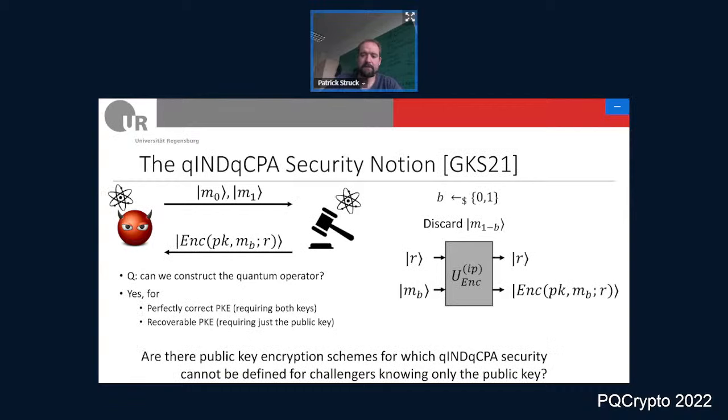So the question that we now ask in this work is, are there public key encryption schemes for which this qINDqCPA security notion cannot be defined when we restrict challengers to only know the public key? The motivation behind this is that the challenger is usually one of the encrypting parties, and for public key encryption schemes, that's the person who would only know the public key. So this construction we have here that requires both keys seems, from a practical perspective, not really the interesting one. More interesting would be if the challenger only knows the public key. And we know there are schemes, namely all these recoverable schemes, for which this works, and it turns out most schemes are indeed recoverable public key encryption schemes.